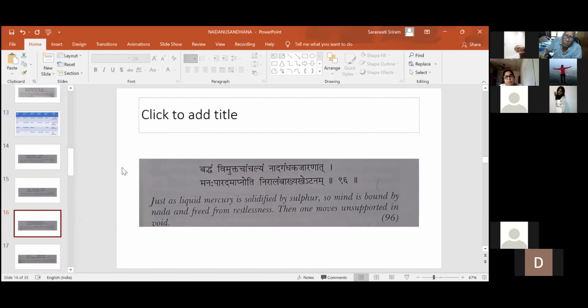Mercury is in a chanchal state. It cannot stay in one place. But you can bring it to one place by adding sulfur, by solidifying it. In the same way, this mind is also very chanchal. It cannot stay in one place.